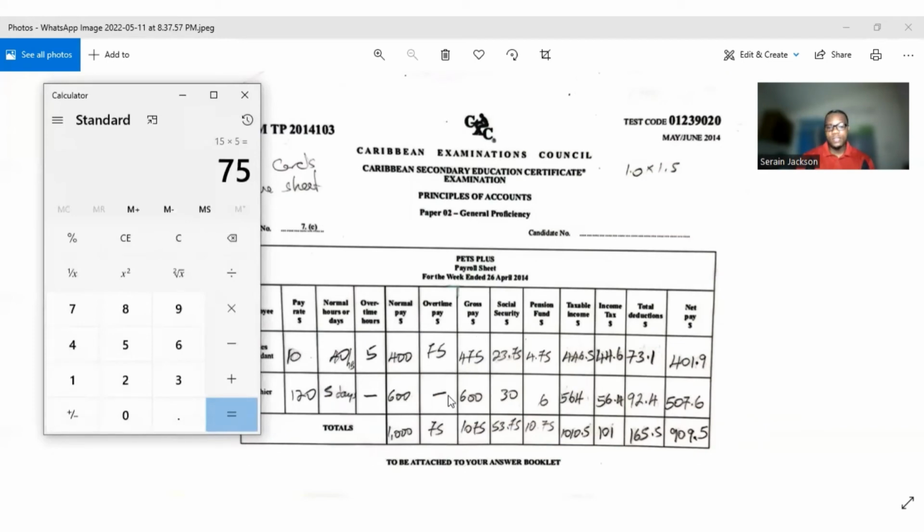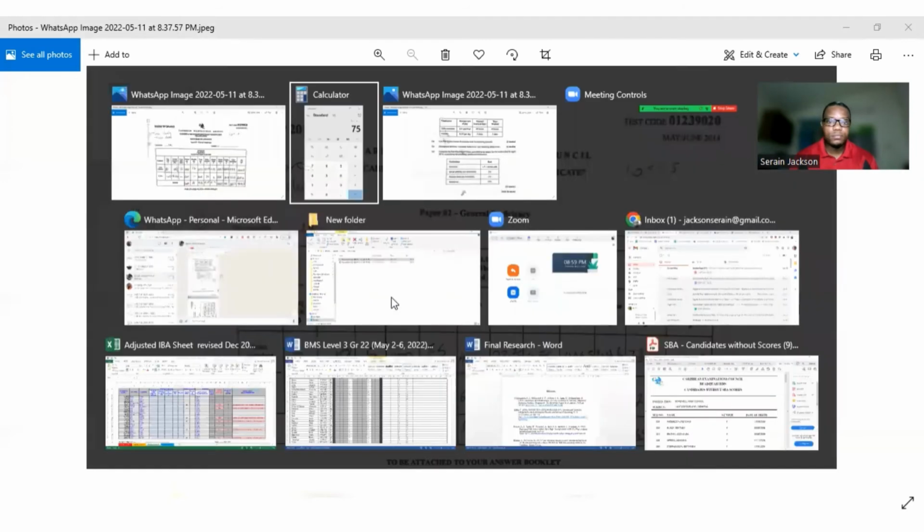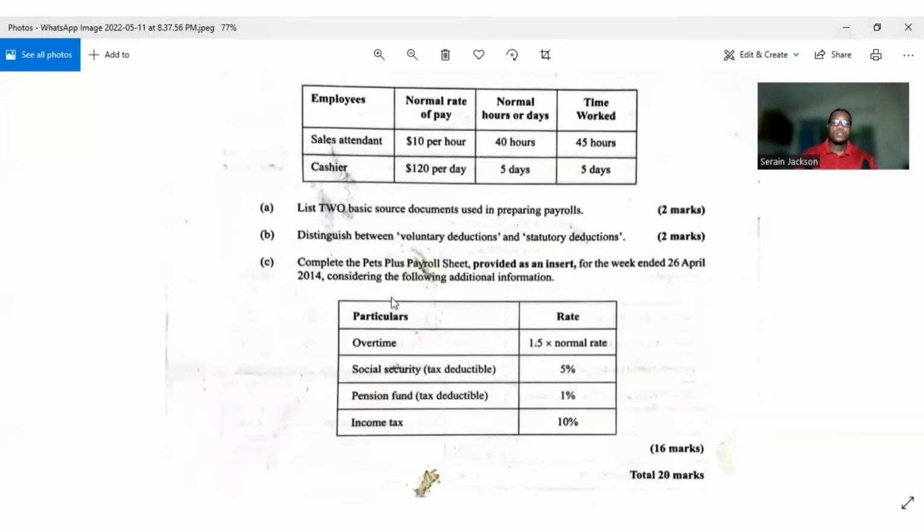600, we didn't have any overtime pay for the cashier, so the gross pay is $600. And you add both of them to get the 1,075 down here at the bottom, right? Now we're going to be calculating the deductibles, or the statutory deductions.